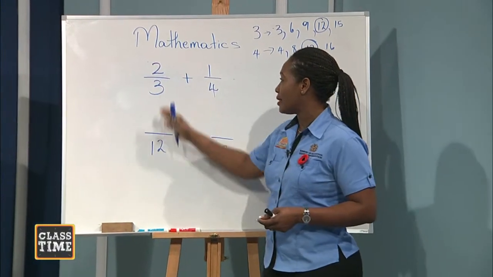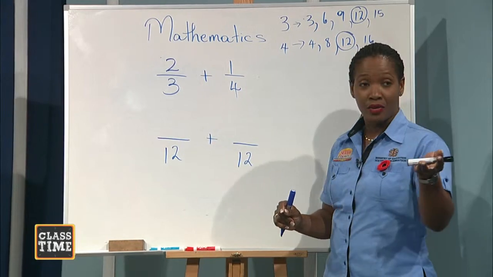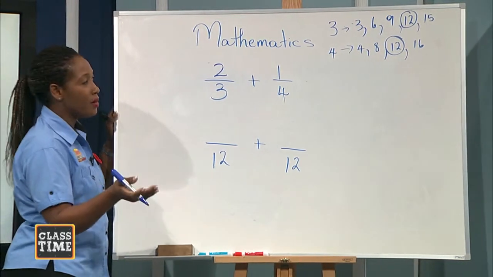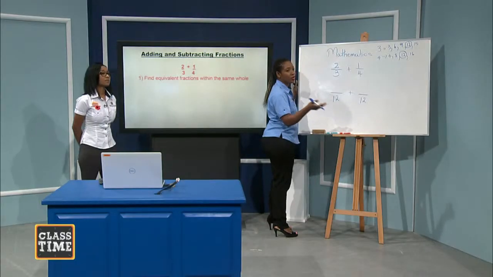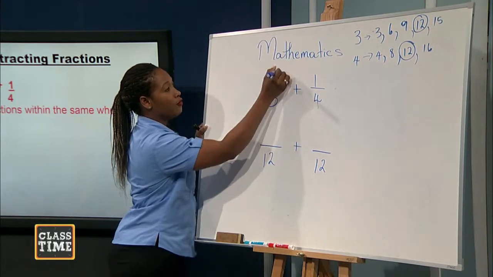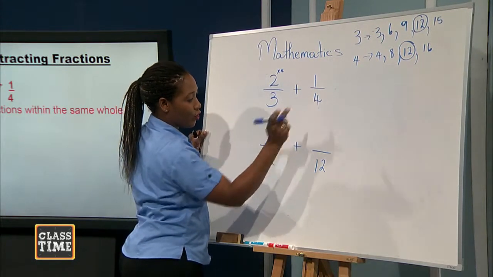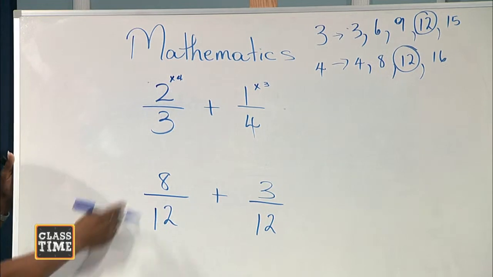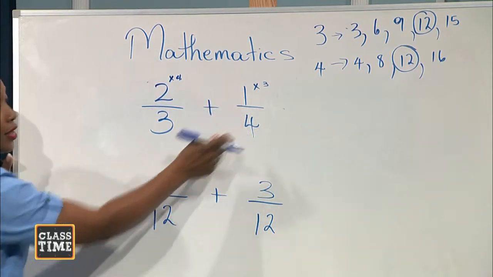So we have 2/3, and we want to see what would have happened to 3 to get it to 12. If we divide 3 into 12, we get 4. So that means you would have multiplied 3 by 4 to get it to 12. Remember, when you're working with fractions, whatever is done to the denominator must be done to the numerator. So 3 divided into 12 gives me 4. 4 multiplied by 2 gives me 8. And 4 divided into 12 gives me 3. 3 times 1 gives me 3. So what we're saying is 8/12 is equivalent to 2/3, and 3/12 is equivalent to 1/4.